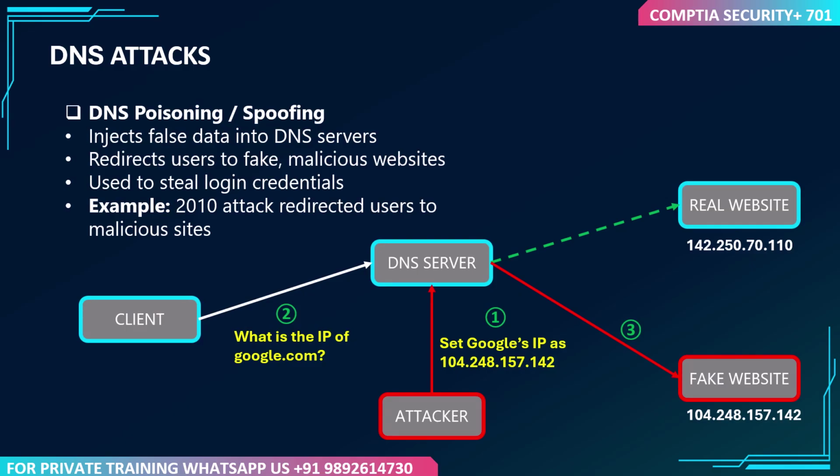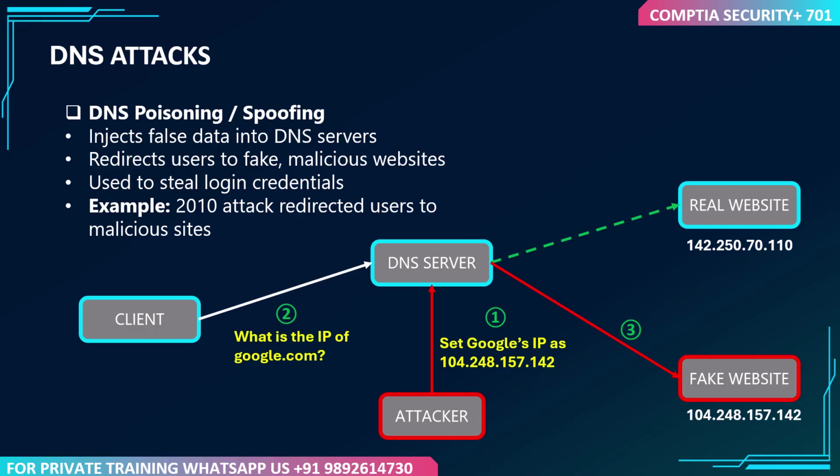DNS poisoning, also called DNS spoofing, is like giving someone the wrong directions on purpose. Think of it like this. Let's say you ask a friend where the nearest pizza shop is, and instead of telling you the real one, they trick you and send you to a fake one run by scammers. That's basically what DNS spoofing does, but online.